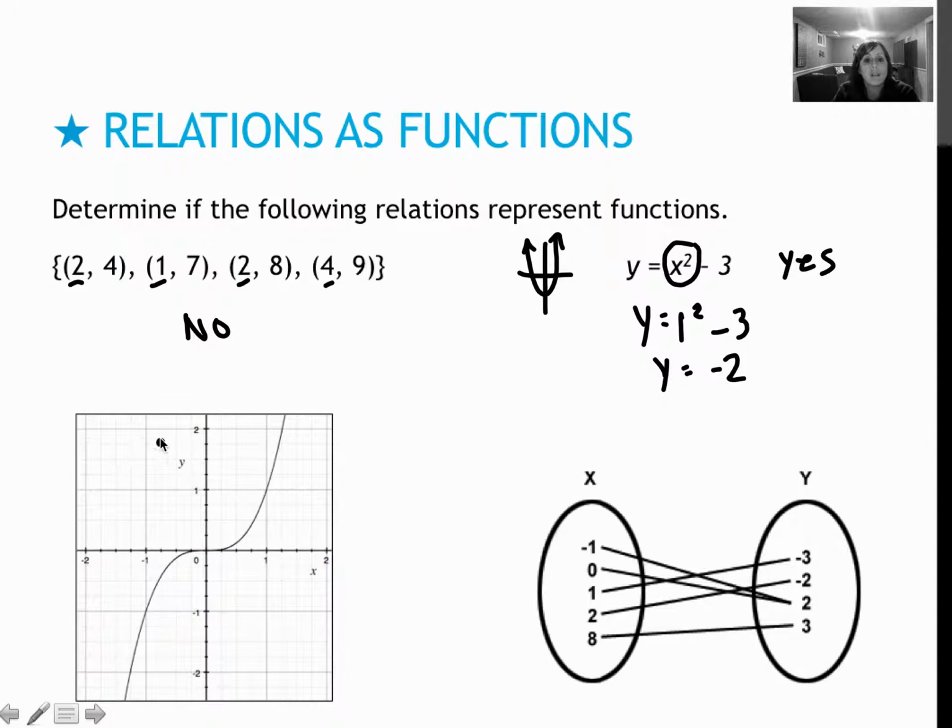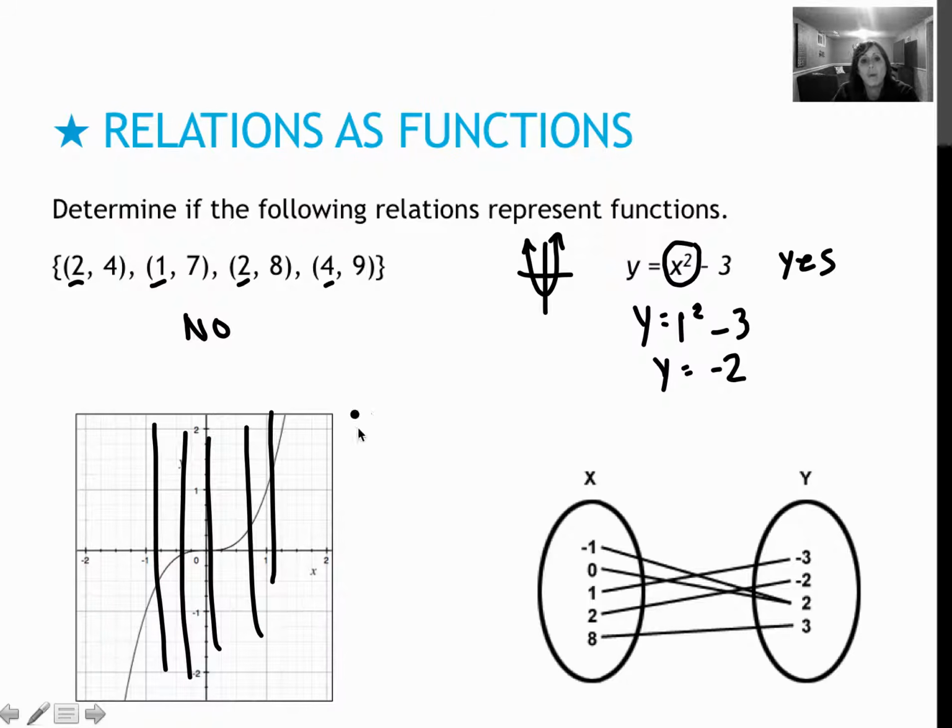Down here, if I look at my vertical line test, you see every time I'm only ever hitting 1 point. So this one, yes, is also a function because it passes the vertical line test. And my last one is a mapping, and on a mapping, I'm looking for if any value that's x has 2 arrows coming out of it, which they don't, so this actually is also a function.